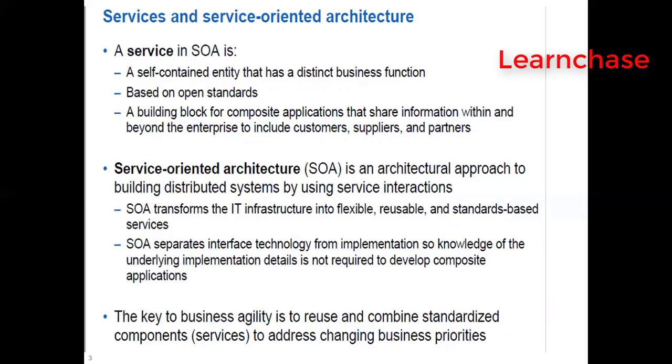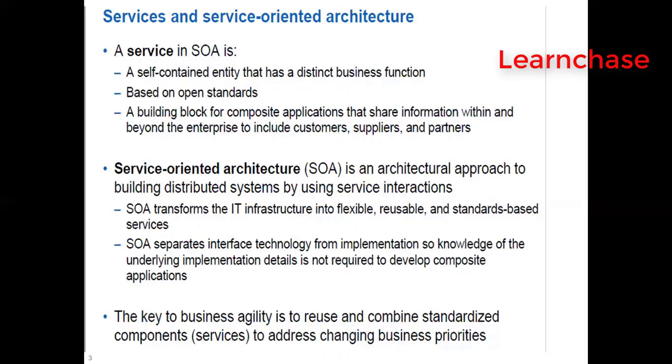A building block for composite applications that share information within and beyond the enterprise to incorporate customers, suppliers, and partners, right? So a service can communicate within the organization. It can also communicate outside of the organization. If the particular business function that the service is fulfilling is interacting with the systems within the organization, then we say it is a service interacting within the organization. Otherwise, it can extend that boundary as well, if it needs to interact with outside systems.